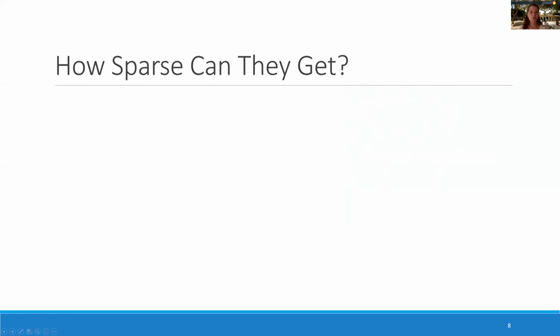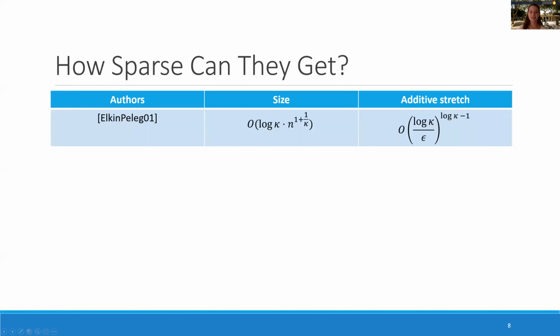So this question was asked a while ago, and Elkin and Peleg have shown back in 2001 that one can construct near-additive emulators with size O(log κ · n^(1+1/κ)), and have additive stretch of order (log κ / ε)^(log κ − 1).